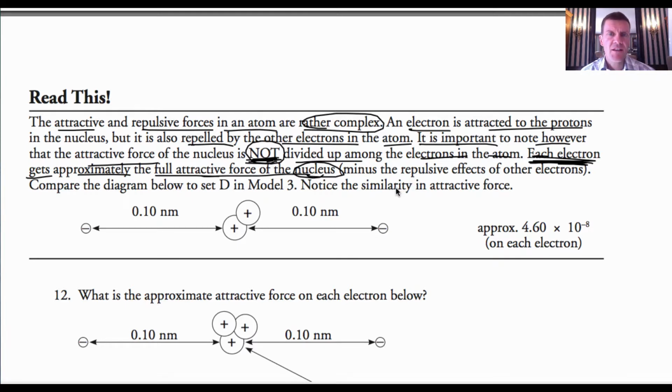Now, as I said before, there are some repulsive effects of other electrons. Some of those electrons are going to push away from each other, and so that may affect the overall magnitude of the force that the electron is feeling from the nucleus. But the key point here is that each electron will basically get the full attractive force from the protons in the nucleus. Okay? And let's look at this model to help us figure that out.